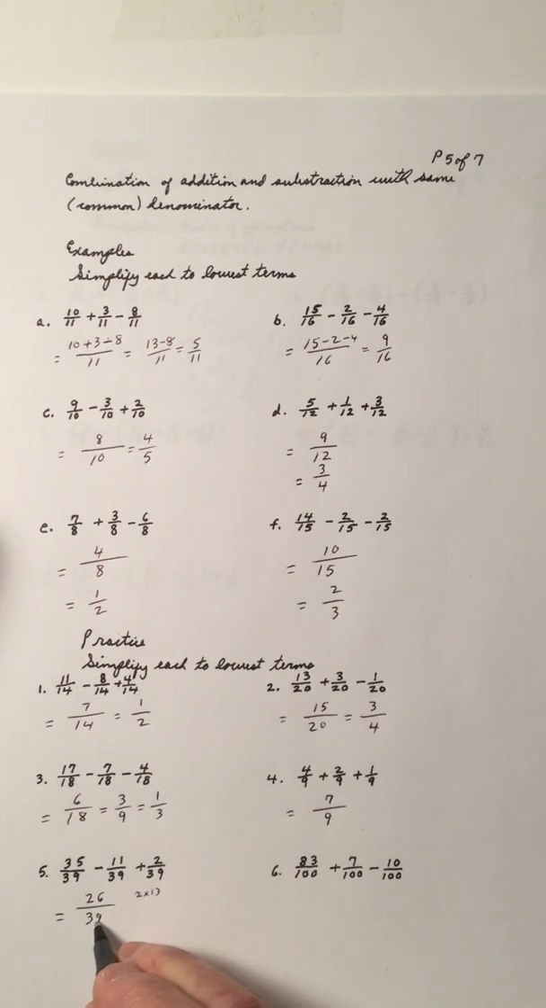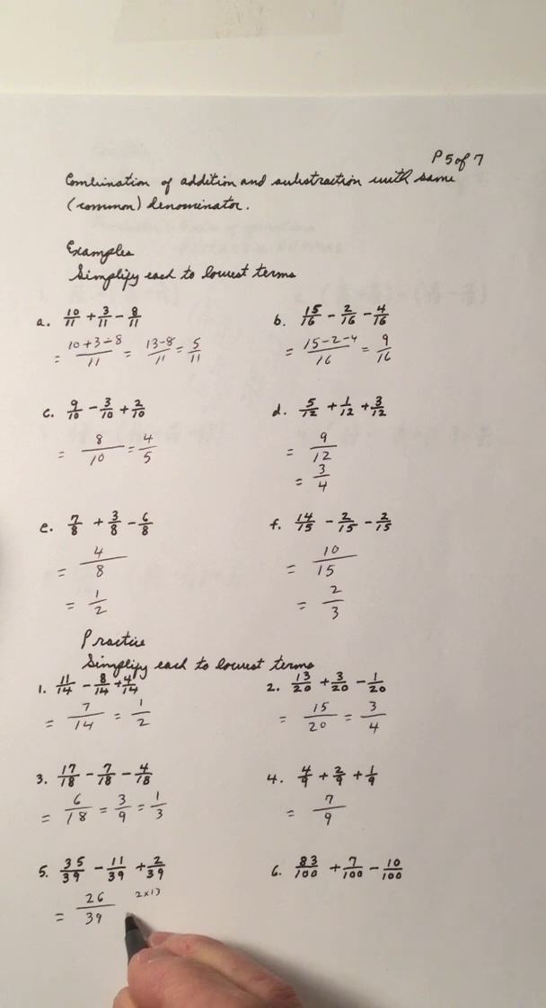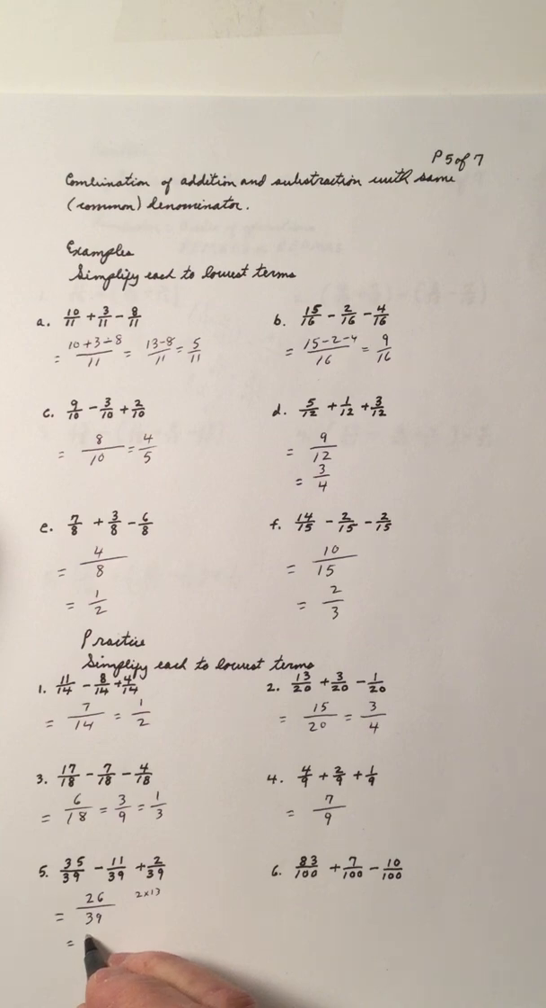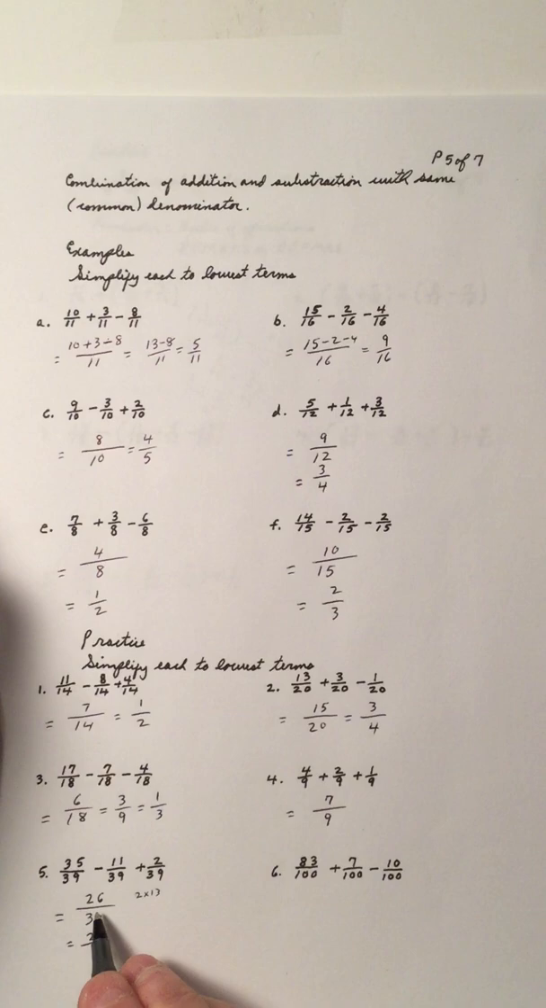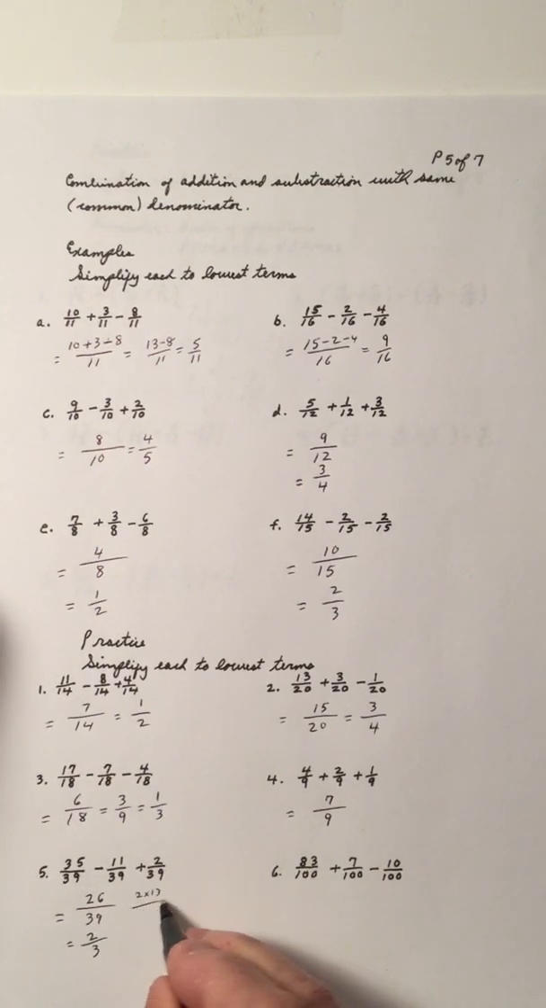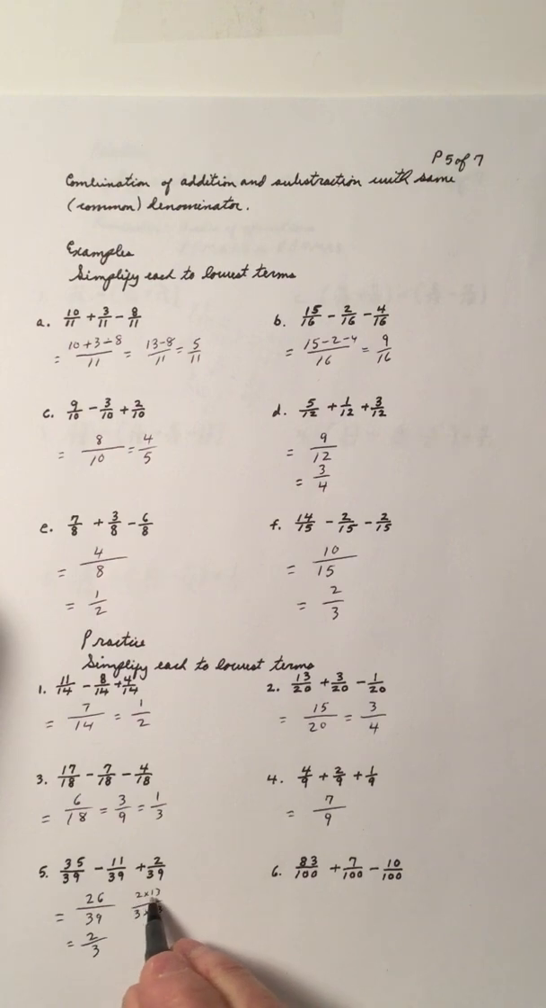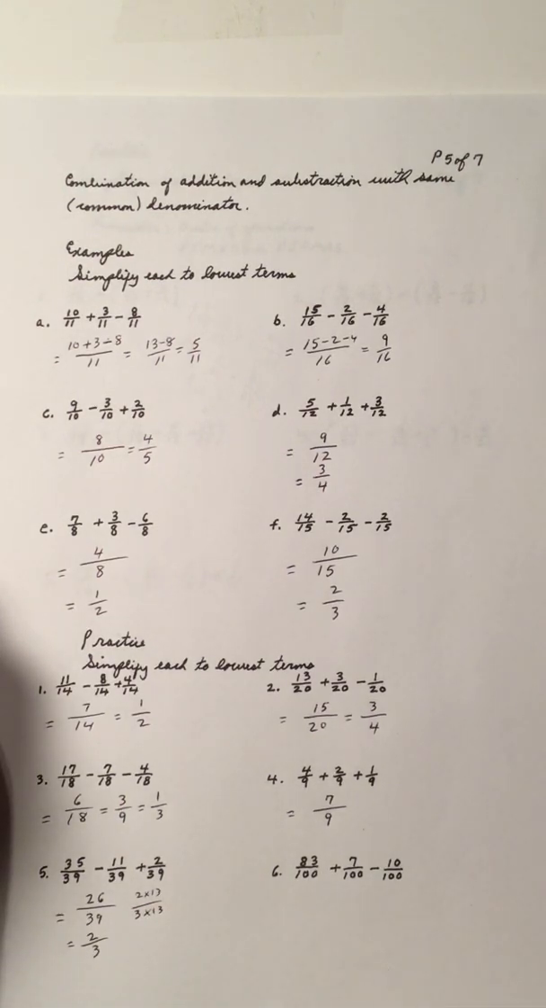26 is what? 2 times 13. 13 is a factor of 39. So we can reduce: 13 into 26 is 2, and 13 into 39 is 3. 2 times 13 is 26, 3 times 13 is 39. We divide both numbers by 13 and we reduce. You've got to watch out, make sure it's fully reduced.